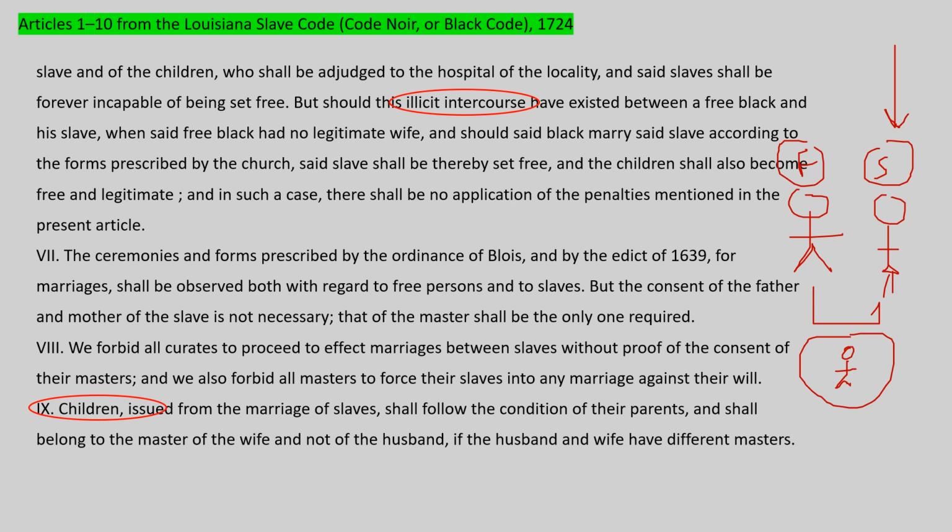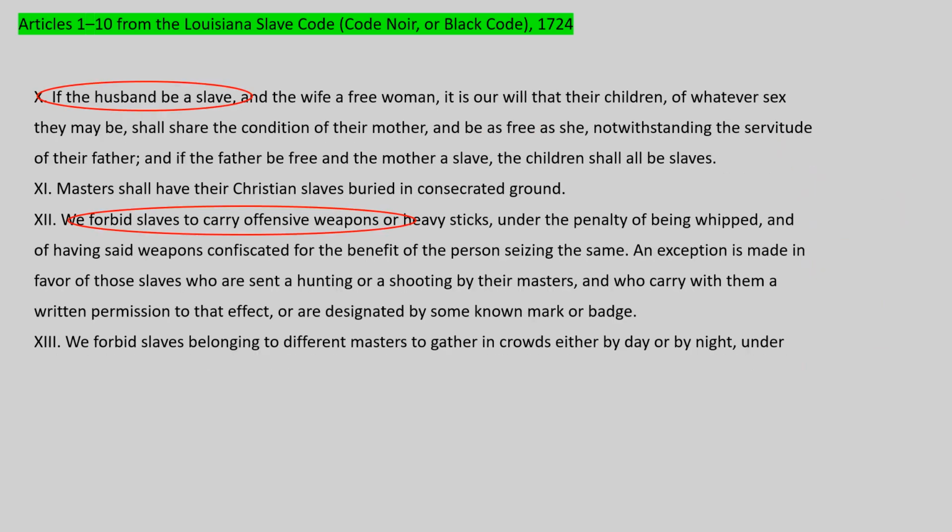And this section here looks at children issued from the marriage of slaves shall follow the conditions of their parents. Now we're looking at the issue of marriage. If the husband be a slave and the wife a free woman, it is our will that their children, of whatever sex they may be, shall share the condition of their mother. We forbid slaves to carry offensive weapons, and keep in mind the year here is 1724.